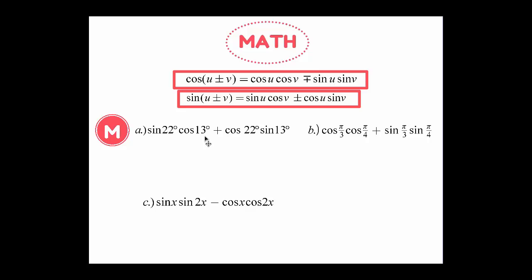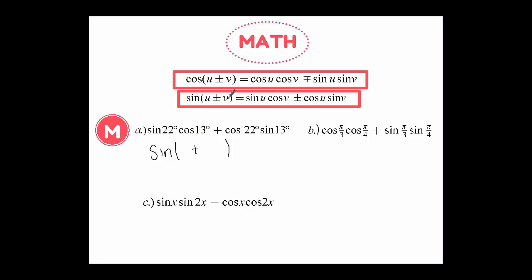The first one is sine 22 cosine 13 plus cosine 22 sine 13. Because it has the form sine cosine cosine sine, that looks like my identity of sine. So I know this is going to be a sine identity. Then I'm going to try and make it look like this side of the equation. So I have to figure out if this is addition or subtraction. So since it's being added here, and we see that both addition signs are listed on top in the formula, that means this is also going to be addition.